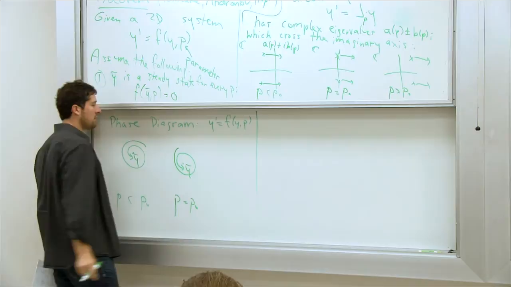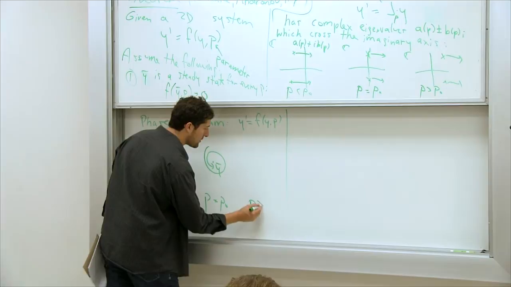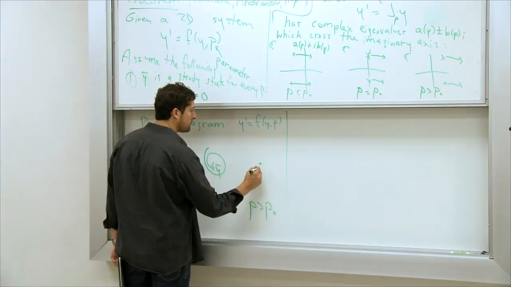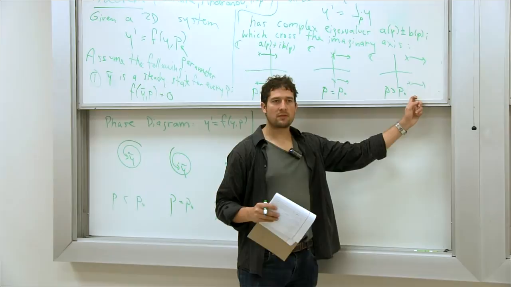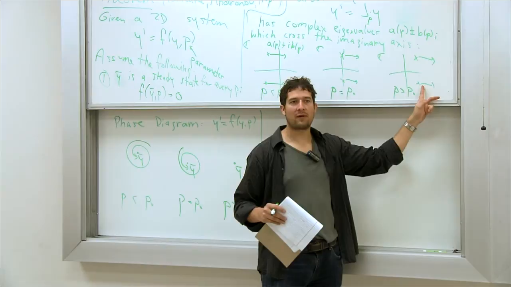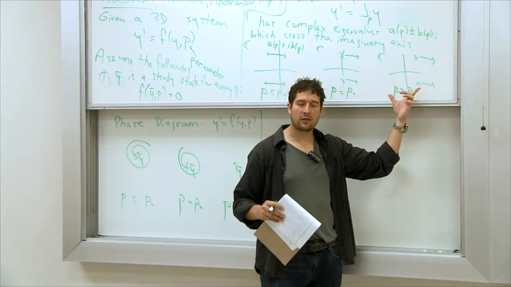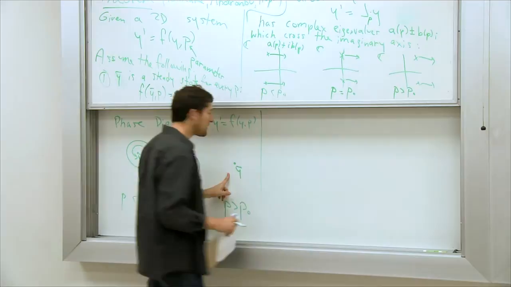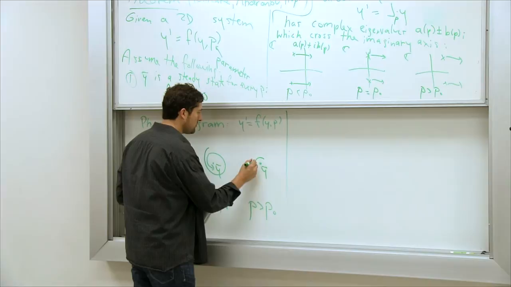Now, for p bigger than p0, we have the following situation. According to this graph over here, for p bigger than p0, the linearization is an unstable spiral, right? If you look at this, the eigenvalues have positive real part and they're complex. So the linearization must be an unstable spiral. And by the Hartman-Grobman theorem, the original system must also look like that. Okay? So it's an unstable spiral. But that's only if you look very, very close to y bar.